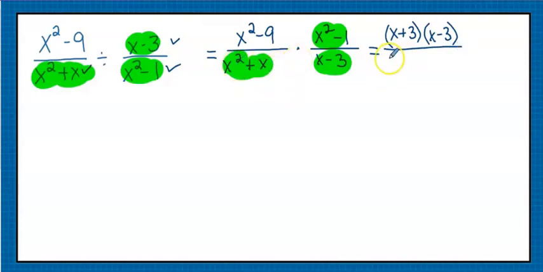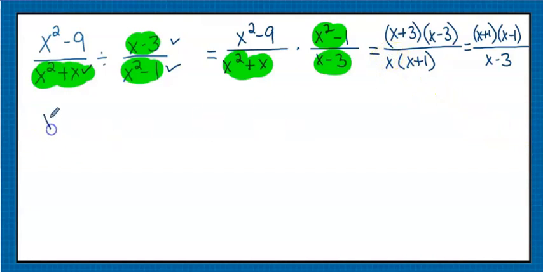I have an x I can pull out here. This is also a difference of 2 squares, so I can squeeze this in. And this one's just x minus 3. Okay, so now I need to check this denominator and this numerator for my excluded values.